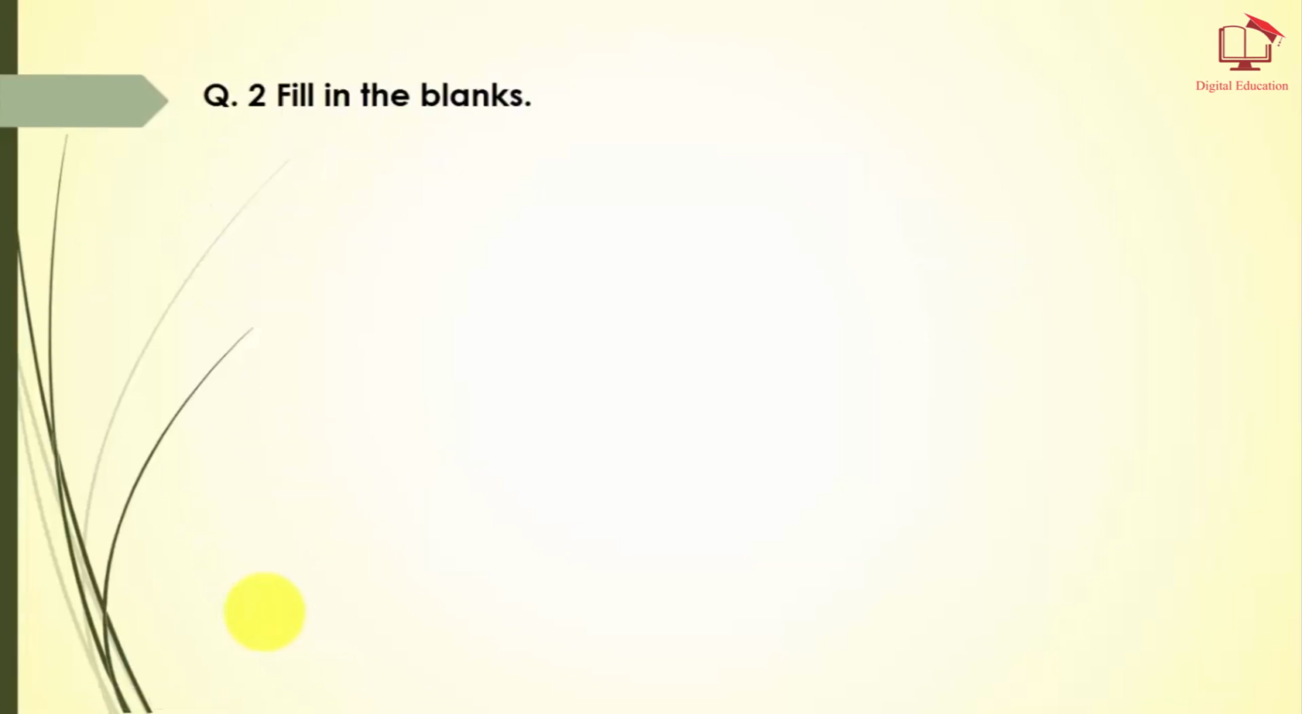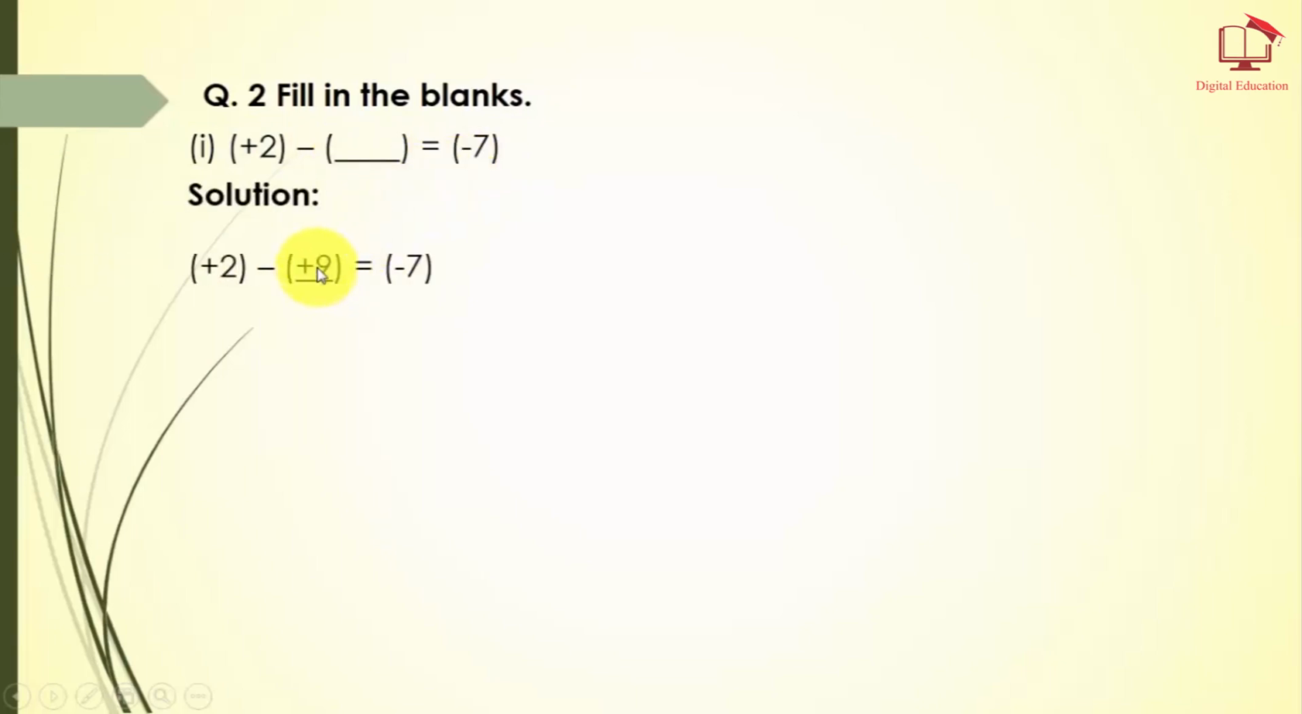Question number 2, fill in the blanks. Here you can see we have positive 2, minus, and here we have a blank space. The answer is minus 7. Here students, we have to guess the number. If we subtract or add these numbers, the answer is minus 7. If we write here positive 9, and you know that plus minus is minus, minus 9 plus 2, we have minus 7.